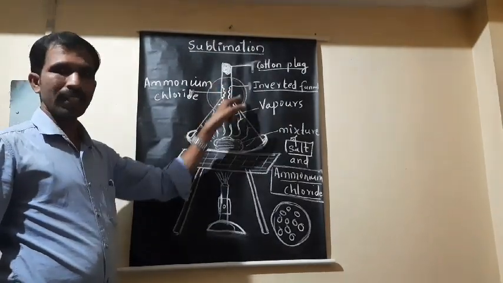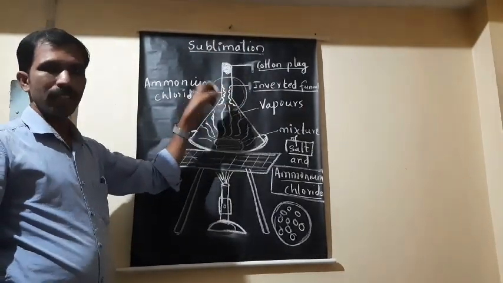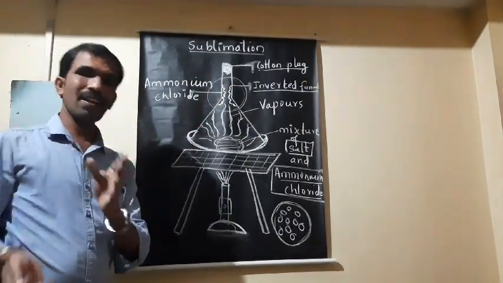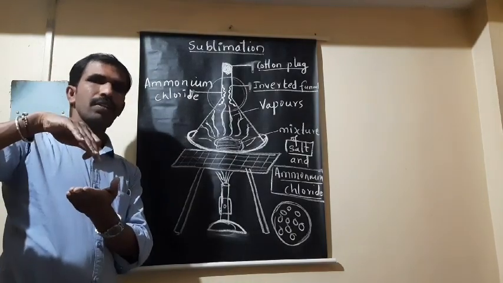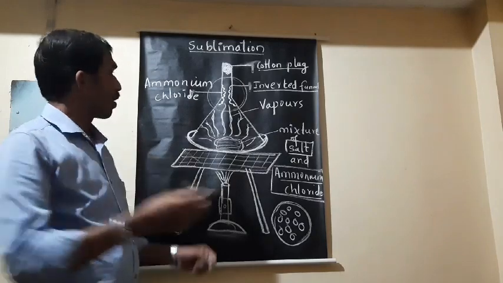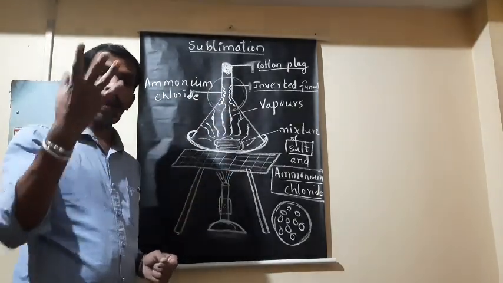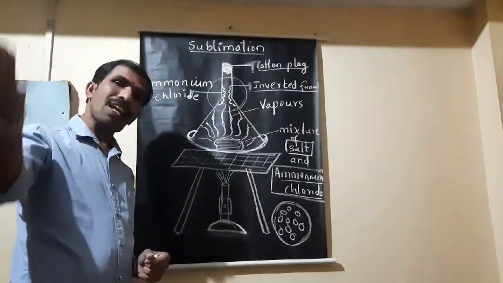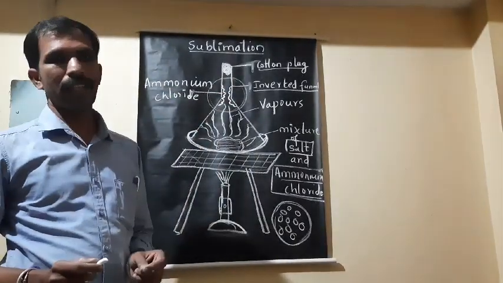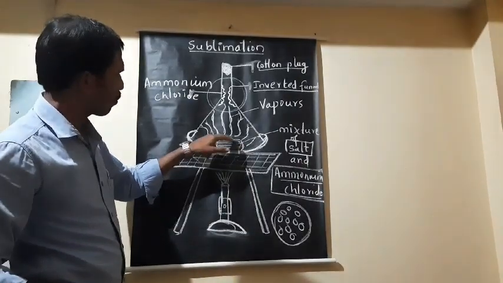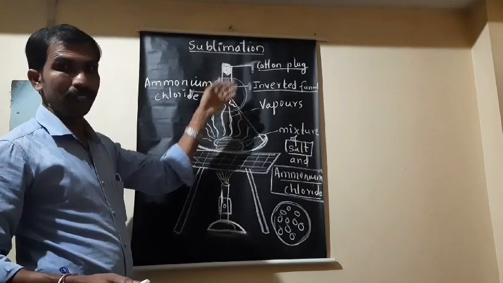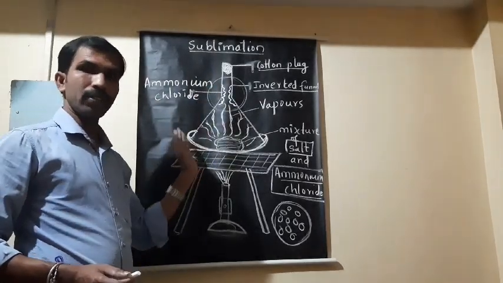Condensation, you already know what condensation is. Here the vapors will start to sublimate, meaning the vapors which are produced turn directly to solid without undergoing the liquid state. As the solid ammonium chloride evaporates and vapors are produced, those vapors convert back into solid.